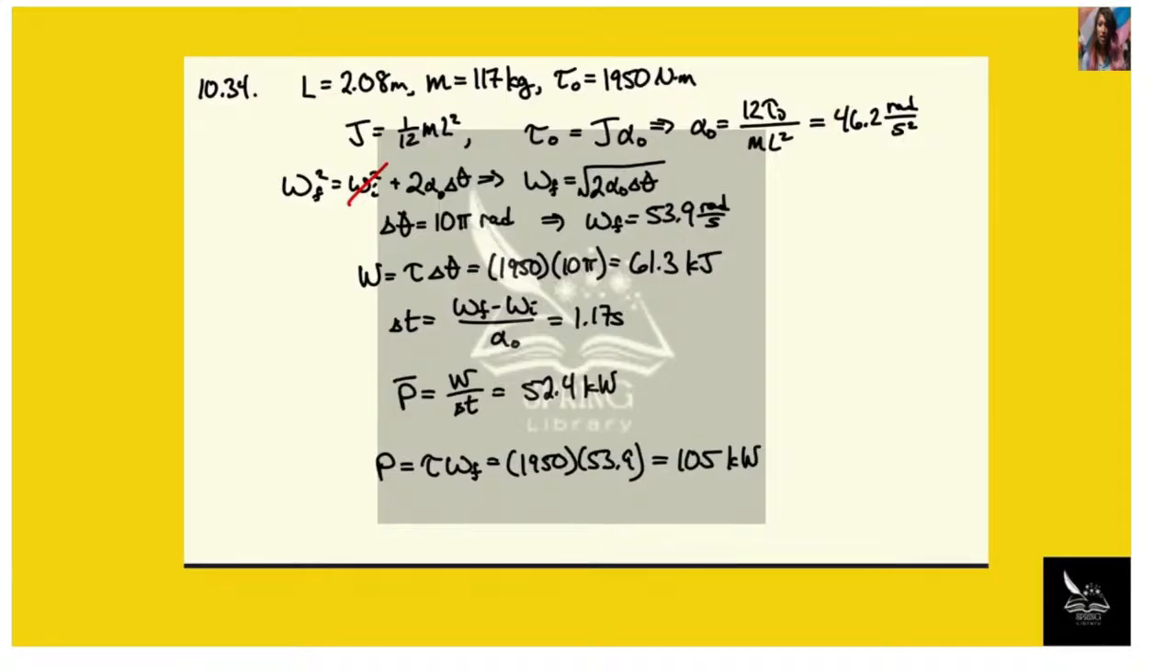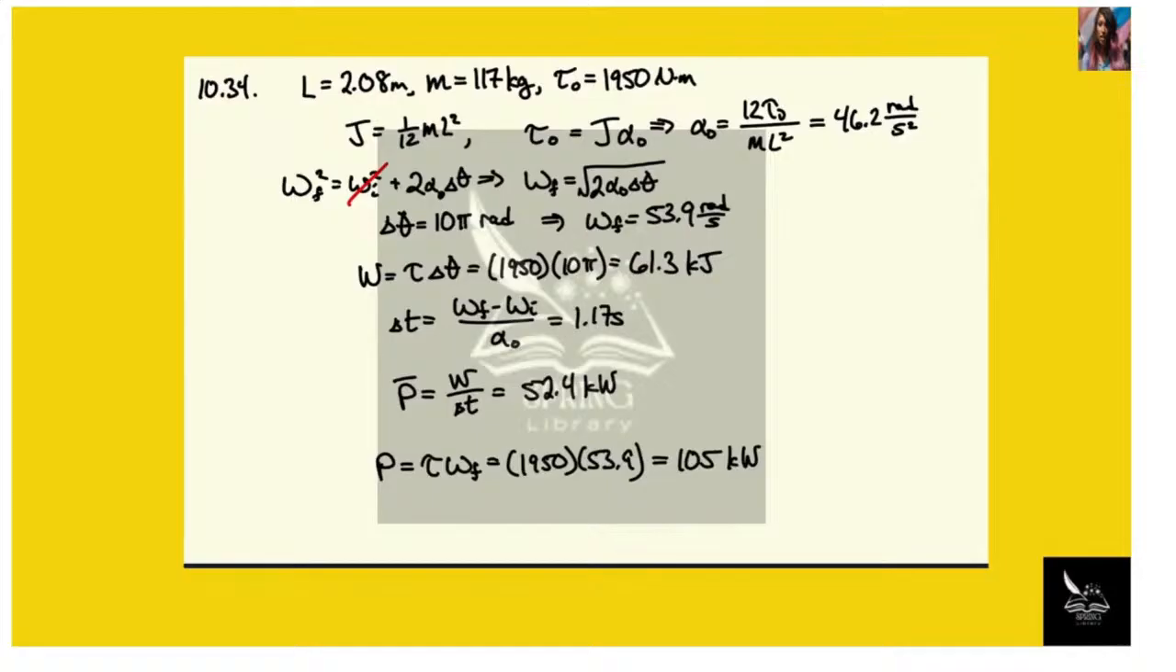Now, we're asked, what is the angular speed after 5 revolutions? Well, we can use our kinematic relationship that the final angular velocity squared is the initial angular velocity squared plus 2 times the acceleration times the angle over which that acceleration acted. And again, we're assuming that this is a constant acceleration. Initial speed we were told was 0. So the final speed is the square root of 2 times alpha naught times the change in angle. The change in angle we're told is 5 revolutions, but that's 10 pi radians. So plugging everything in, we get the final angular velocity is 53.9 radians per second.